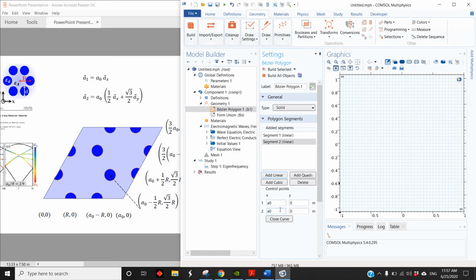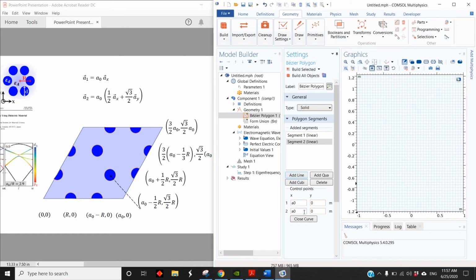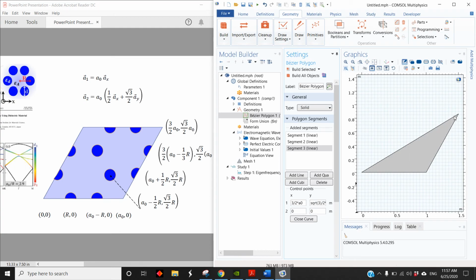And then add linear. It will give you the initial point for the second line, and the initial point is the final point in line 1. So I have only to change the last point. And as you see here, it should be 3 divided by 2 a naught, square root 3 divided by 2 a naught. And then add linear again. Zero, zero. Actually, what I will do is to create only half of this geometry and then mirror it to the other side because they are symmetric.